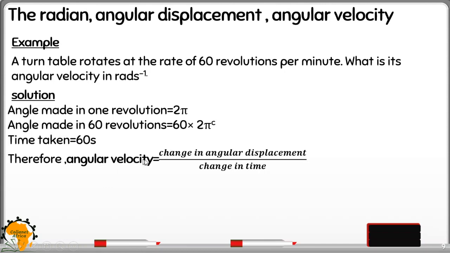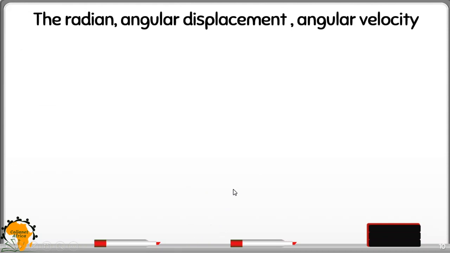So we can say that angular velocity is equal to change in angular displacement over change in time. So we substitute our values in the equation. We have 60 times 2 pi, which is the angle, and then time taken is 60. You get that the angular velocity is 2 pi rads per second.